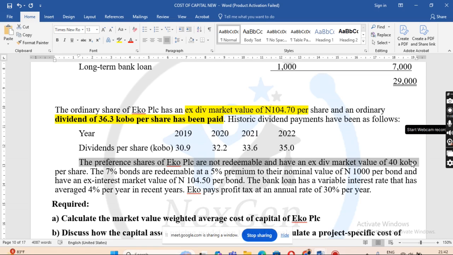Class, are we still together? Which is the market value SD. But the current dividend of the preference shares is not given. The current dividend of preference shares is different from the ordinary shares. Ordinary shares is an equity instrument. Preference share is a debt instrument. The market value SD for preference shares is only given as 40 kobo, but the current dividend for preference shares is not given.